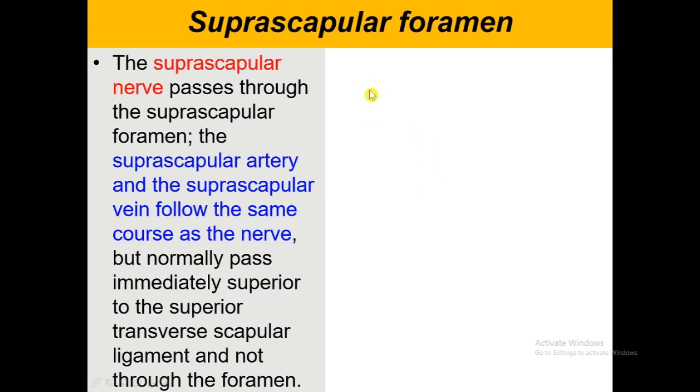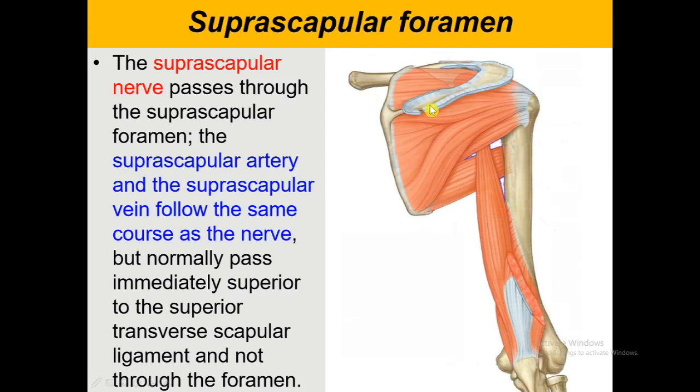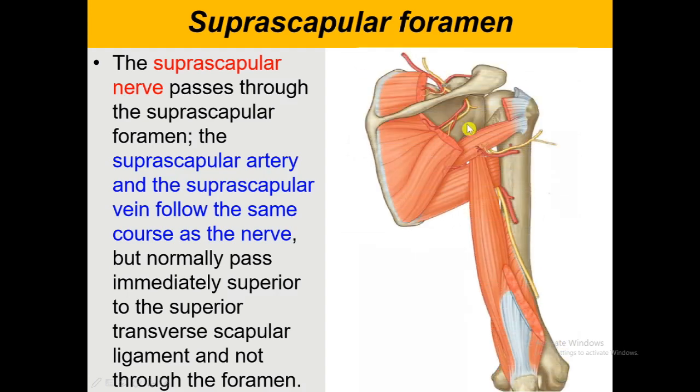The suprascapular foramen is at this place. The suprascapular nerve passes through the suprascapular foramen. The suprascapular artery and vein follow the same course as the nerve, but normally pass immediately superior to the superior transverse scapular ligament, as we can see here, not through the foramen. In this picture you can see it here.